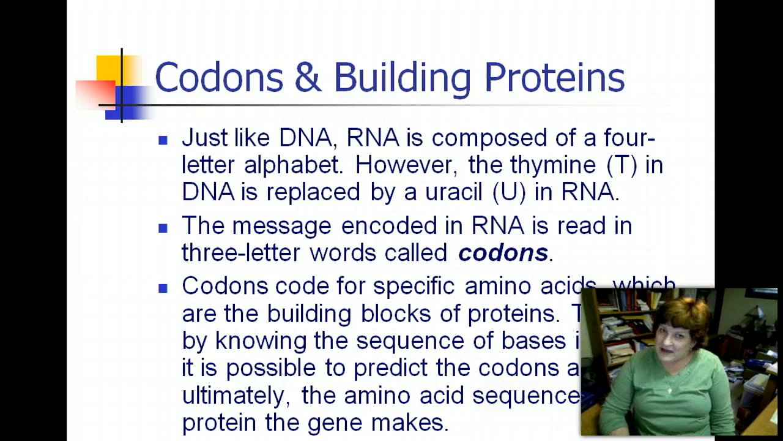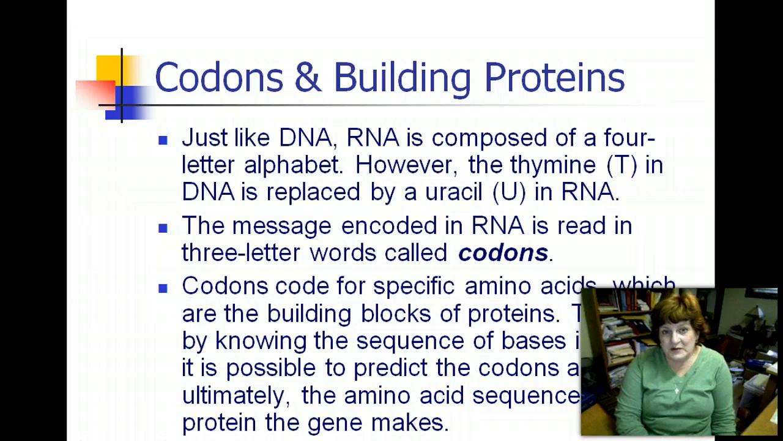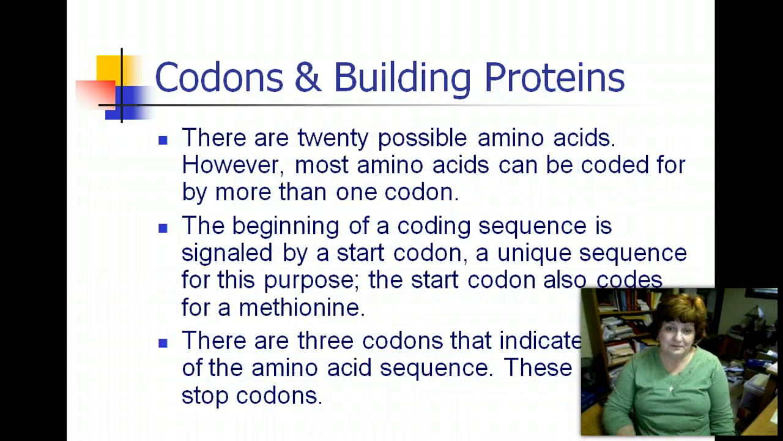And we know by the sequence that we see in the gene, it's possible to predict the codons and then the amino acid sequence and the protein that the gene makes. So more importantly, we can predict what it's making, but also when they're missing a specific combination of codons, we know what they're not making and what that person is going to be missing. There's 20 possible amino acids, though most amino acids can be coded for by more than 1 codon. So there is some forgiveness in the body for alterations in the amino acid lineup.